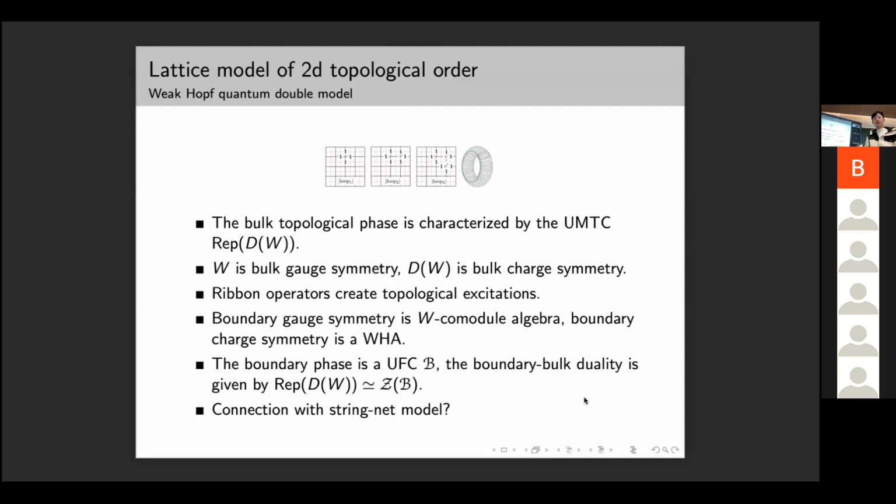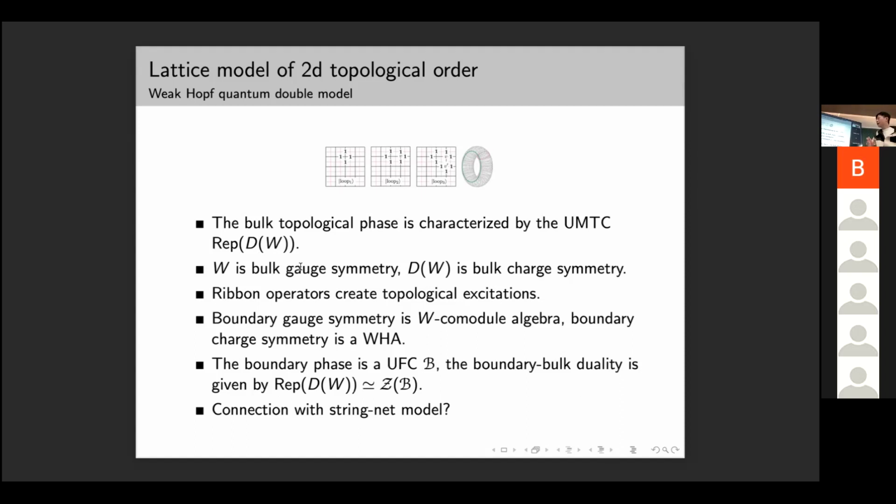So what are the excitations of this model? We can show that we can construct the corresponding Ribbon operator to show that the topological excitation of this model is just given by the representation category of the quantum double. This is a modular tensor category if we take W as an irreducible, indecomposable algebra. And here we are trying to introduce two crucial notions.